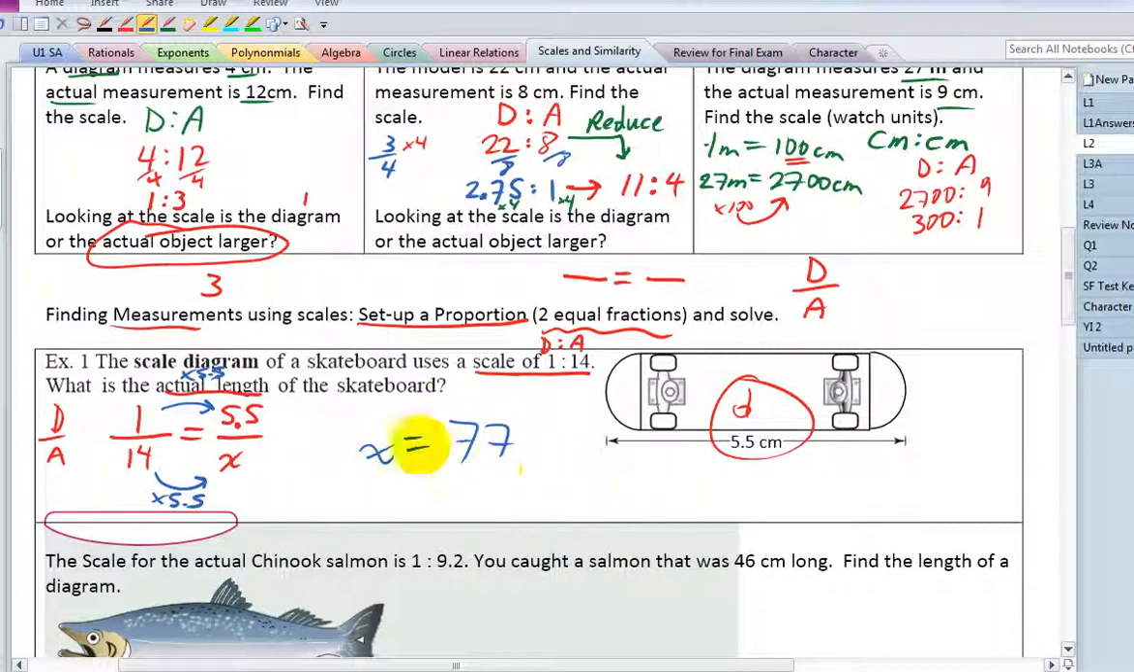Okay. So a quick little sentence. Actual length is 77. And you won't get full marks. Why? No meters, no units. No units. 77 centimeters. Okay? Good job.